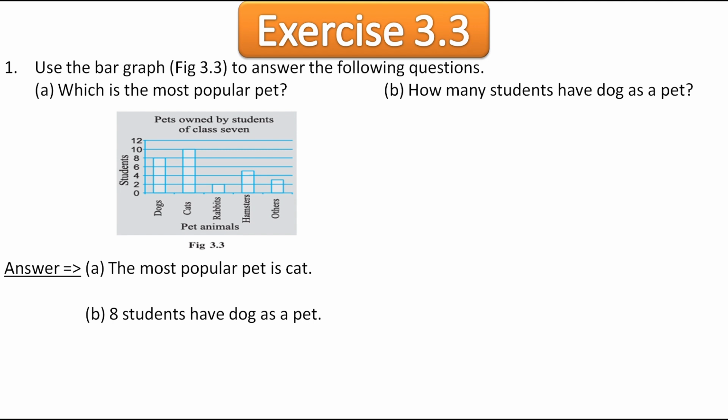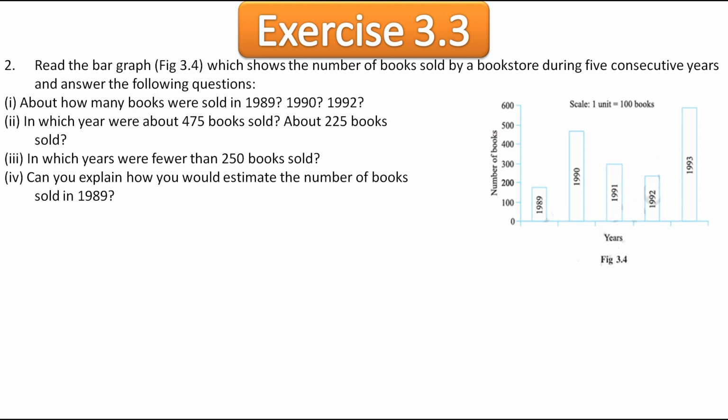Now let's move to the second question: read the bar graph which shows the number of books sold by a bookstore during 5 consecutive years and answer the following questions. Here they have given information about the books sold in particular years, from 1989 till 1993. The first question is, how many books were sold in 1989, 1990 and 1992?